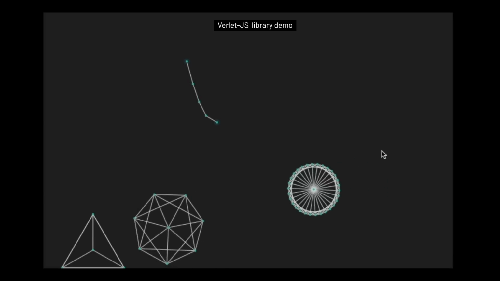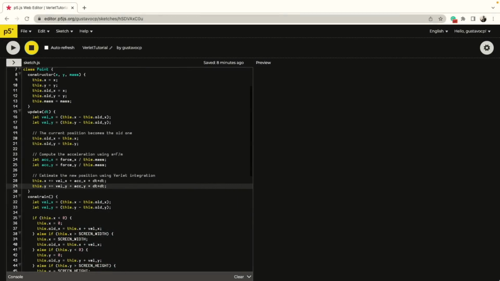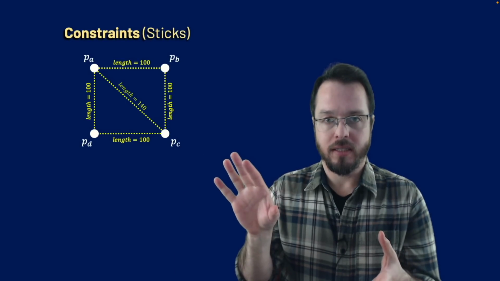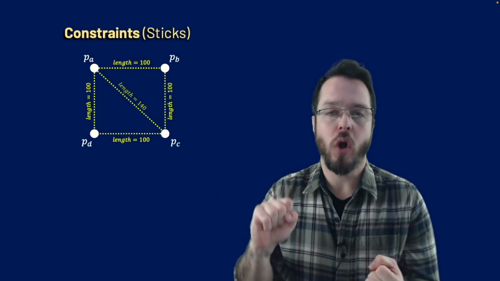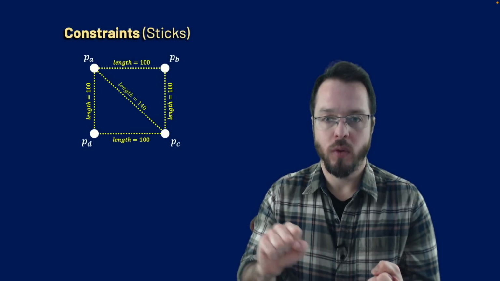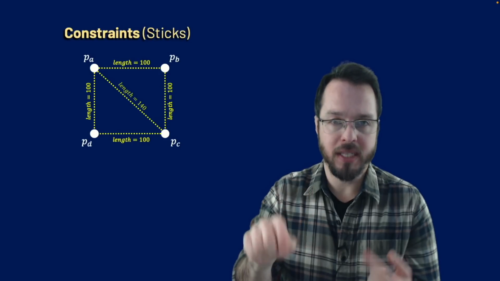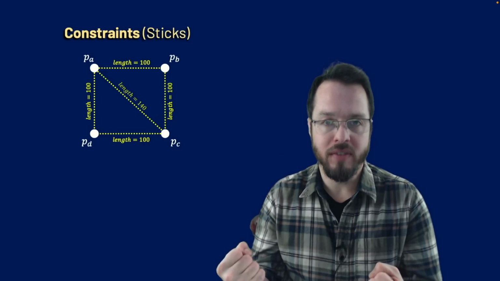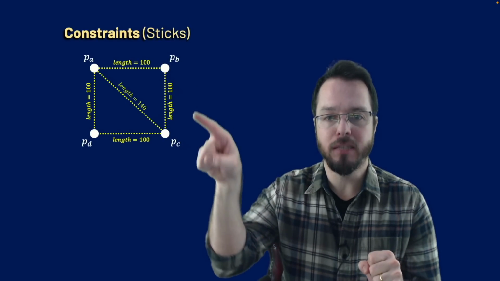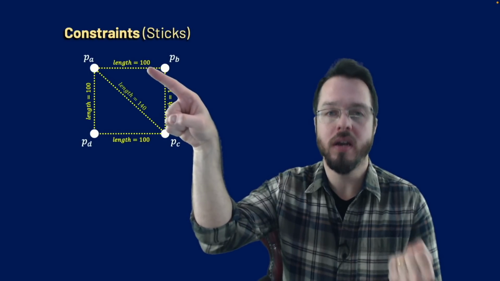So let's just speak about this very quickly, and let's just see if we can implement this as well in our toy project here. So our constraints, in our case, I am going to call them sticks. And the reason why I'm calling them sticks is we're going to create these sticks between the points. And it doesn't matter what happens in our simulation. It doesn't matter if the gravity is pulling, if there is wind blowing. We need to maintain the distance between, let's say, PA and PB always a length of 100.